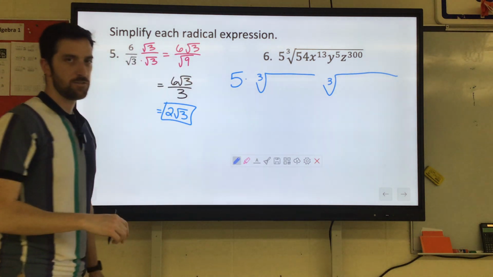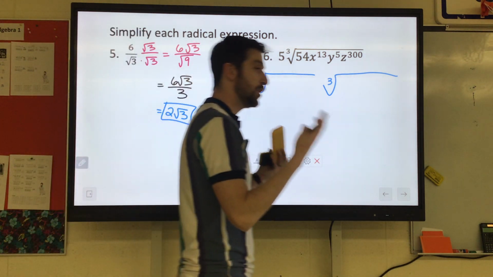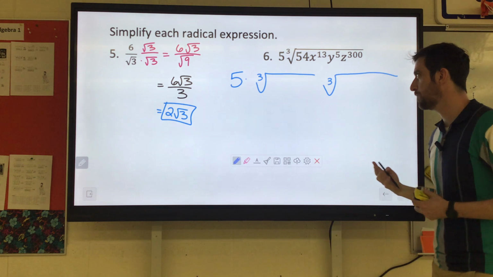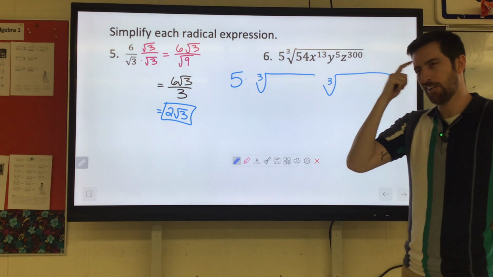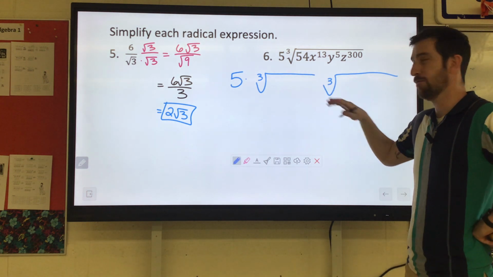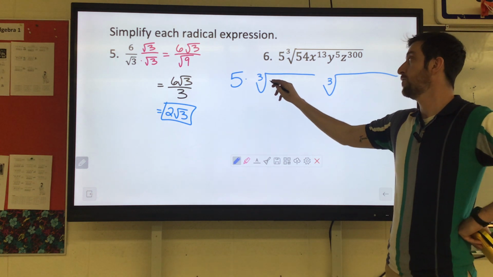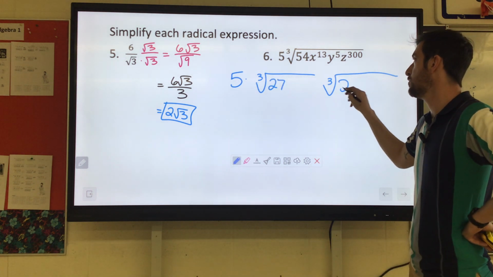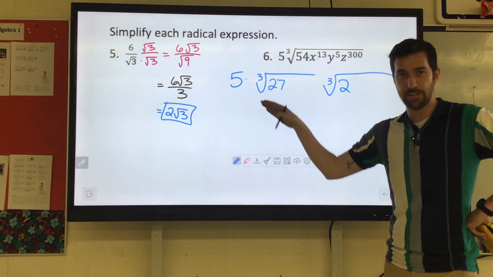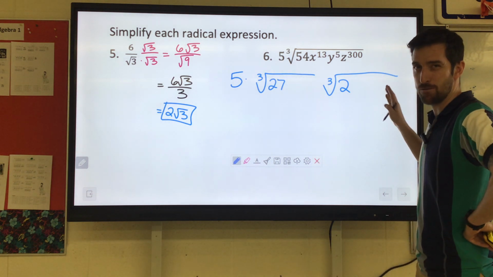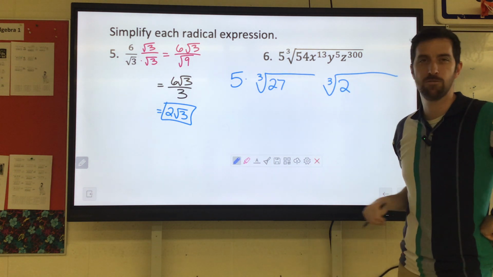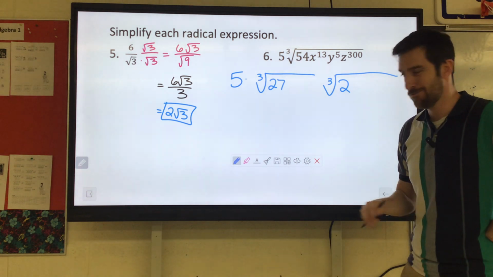We're going to simplify this radical with perfect cubes because it's a cube root. So I'm thinking of numbers that I can cube root. One that goes into 54 is 27. So 54 is 27 times 2. I put all my perfect stuff in the left radical, and I put all my leftovers in the right. 27, I can cube root; 2, I can't.